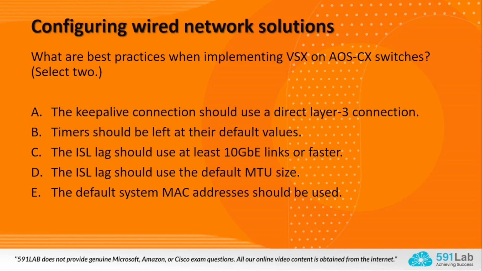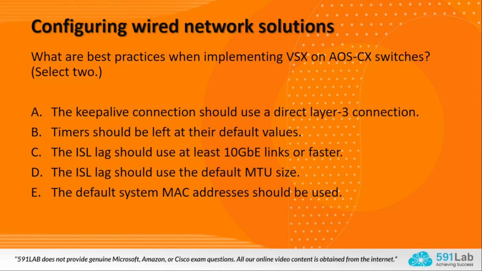Option C. The ISL LAG should use at least 10 GB links or faster. ISL links should be at least 40 gig or more, so this is wrong. Option D. The ISL LAG should use the default MTU size. The ISL LAG should support jumbo frames, so the default MTU size needs to be changed. This is wrong.